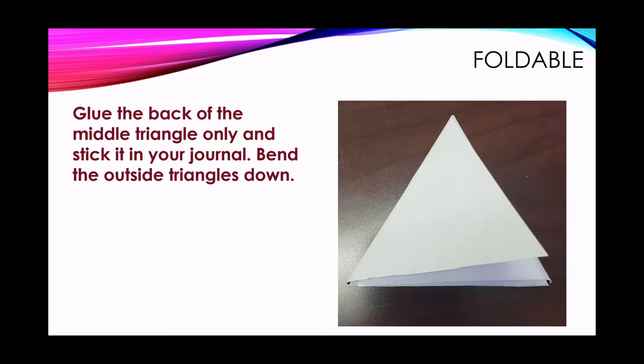Okay, so this is how you're going to glue down your foldable. Just glue the back of the middle triangle and you stick it in your journal, and then you bend the outside of the triangles down, and so it should look like what you see here on the right, just one triangle, and then you can open up those triangle flaps to see how you do the steps of a literal equation.